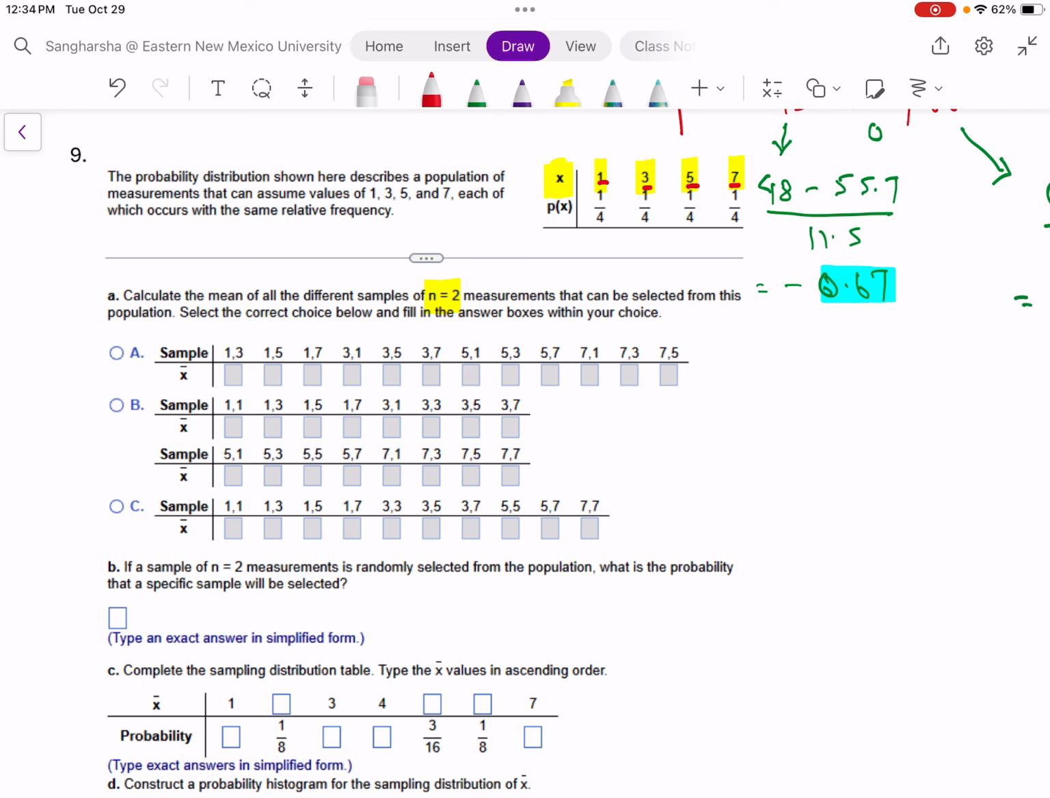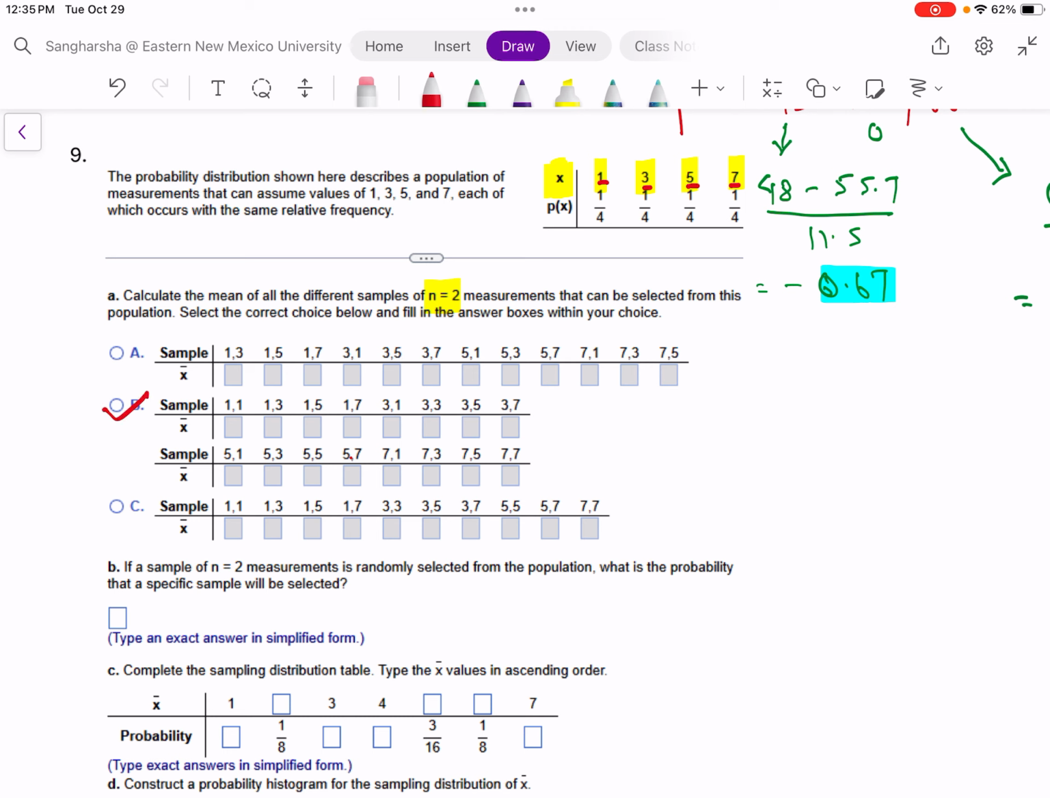Okay, let's start. So you have 1, 1, 1, 3, 1, 5, 1, 7. Then 3, 1, 3, 3, 3, 5, 3, 7. Then 5, 1, 5, 3, 5, 5, 5, 7, 7, 1, 7, 3, 7, 5, 7, 7. You are listing every possible way of selecting 2 numbers out of those 4 numbers 1, 3, 5, 7. So B is the correct one.